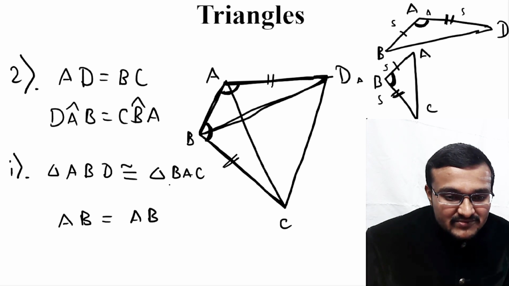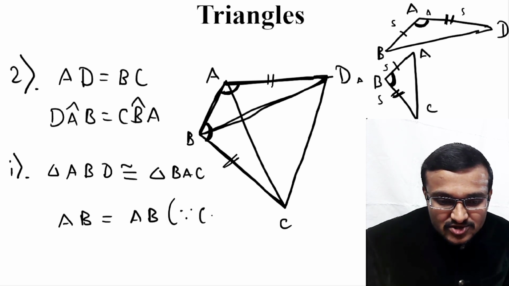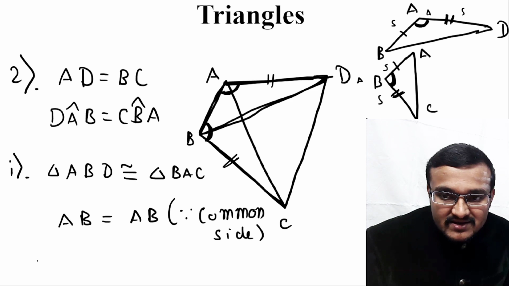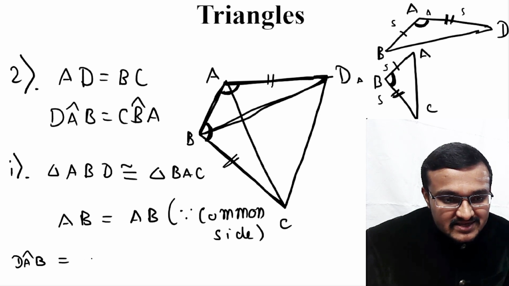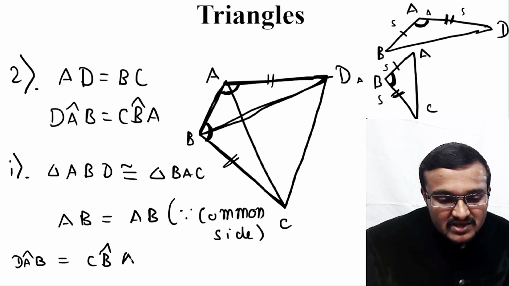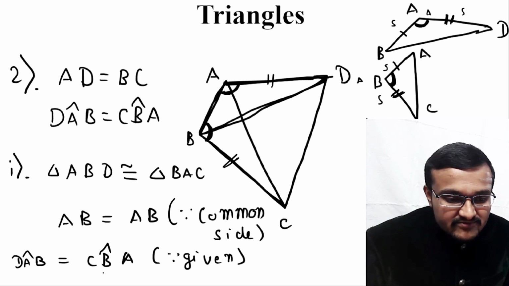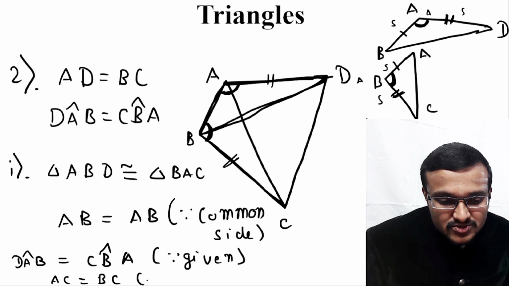So that means in triangle ABD and triangle BAC, AB is equal to AB because this is a common side. And here angle BAD, or I'll take DAB, is equal to CBA, which they have already given. So this is already given. And they have also given AD is equal to BC. So AD is equal to BC is also given.